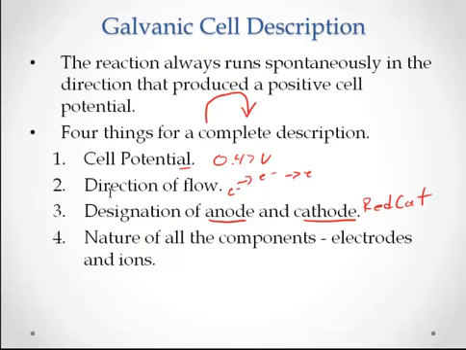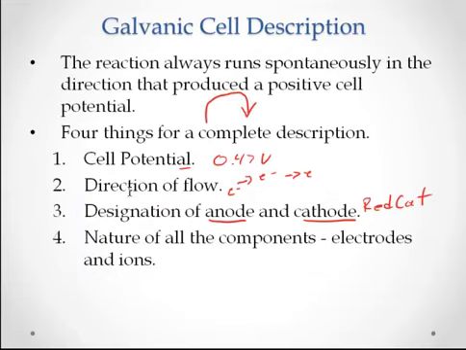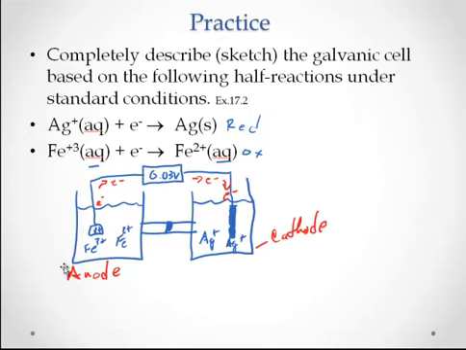Let's see, what have I done? I haven't done the direction of flow. So the flow, electrons are going this way. Boy, this is almost fun. Electrons are going that way. This side is the cathode, and this side is the anode. I think I've got it covered. I've got the direction of flow, the anode, the cathode, and the nature of all components, electrons, and ions. So there you go. We've just described the whole cell. Not too bad, right? I hope you think so, because you'll get to do that in class.